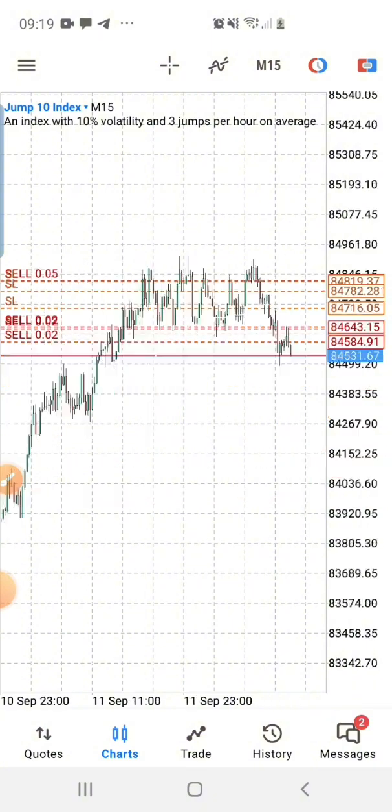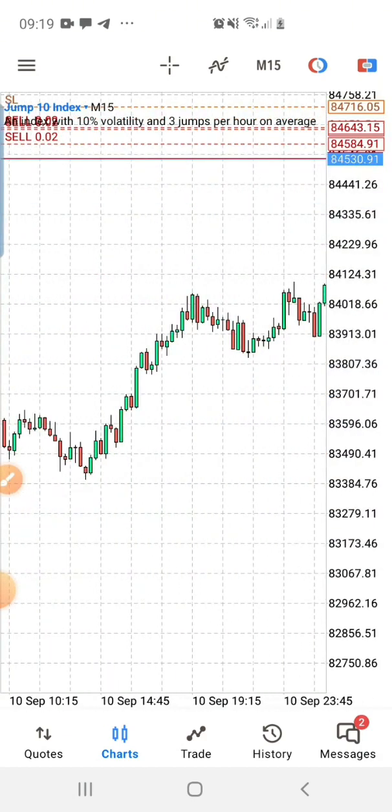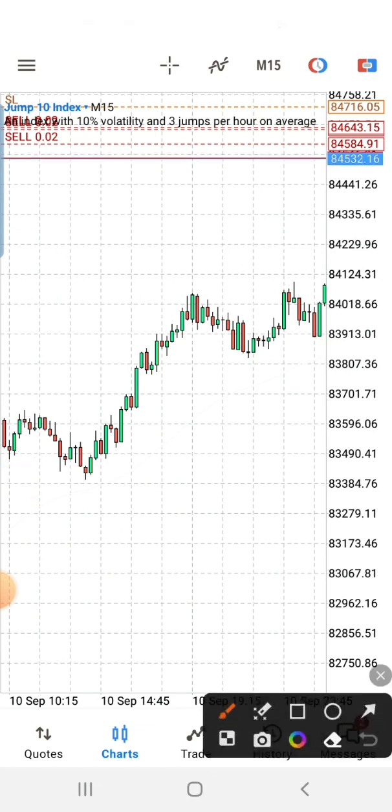Now if you look, I have about four or five entries right here. Now this strategy, if you have the knowledge of change of character or break of structure, in fact you don't have any issue. Even if you don't have any knowledge about all these things I just mentioned, you still don't have any issue, because I'm going to explain everything in this video. So let me quickly go to somewhere clean. So this strategy, how it works is simple.